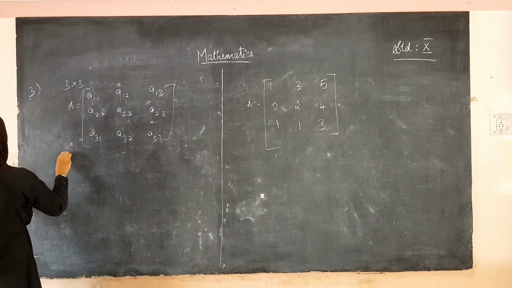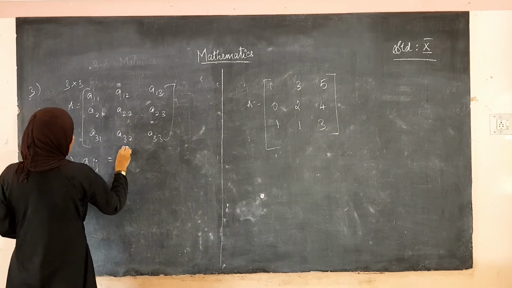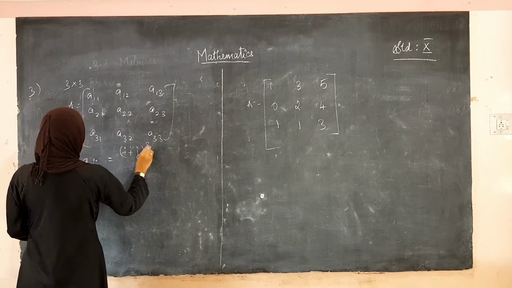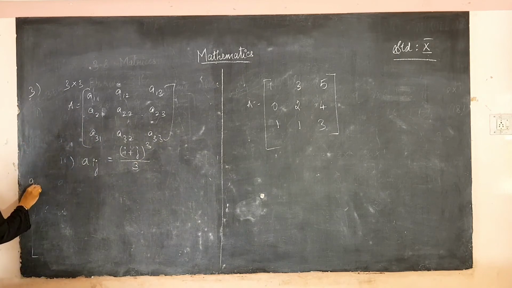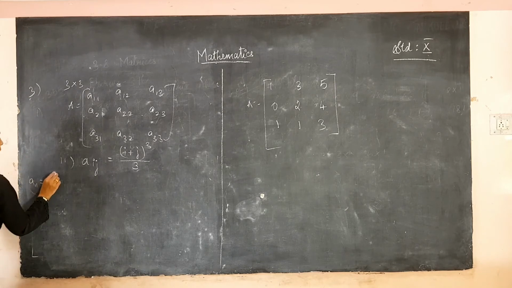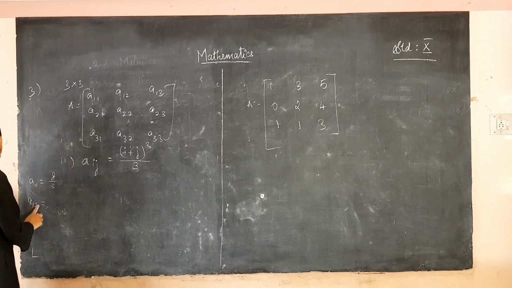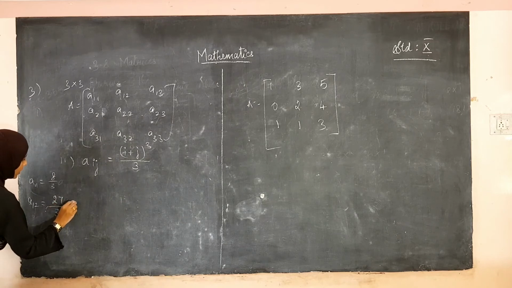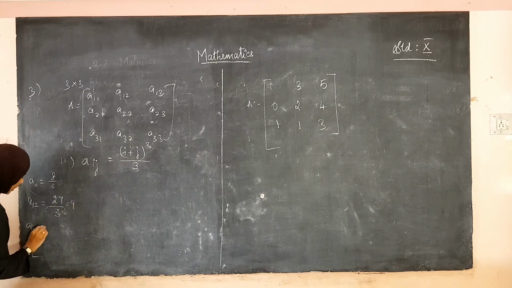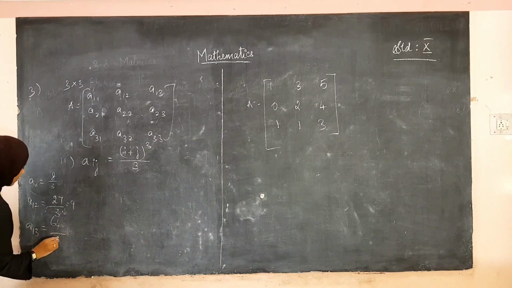the second subdivision is Aij is equal to (i plus j) the whole cube divided by 3. Okay. See here, A11 is equal to 1 plus 1 the whole cube, 1 plus 1 is 2, 2 the whole cube is 8, divided by 3. Again A12, 1 plus 2 is 3, 3 the whole cube is 27 divided by 3, this can be written as 9. A13, 1 plus 3 is 4, 4 the whole cube is 64 divided by 3.